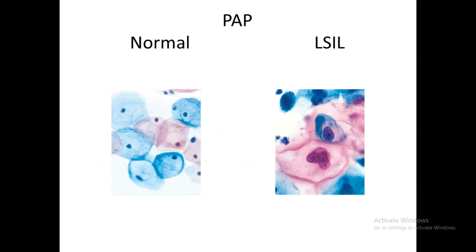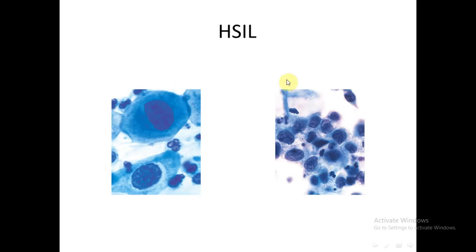This is pap stain. Here we have normal squamous epithelial cells, normal NC ratio, and normal staining of the nucleus. Here we have a low-grade squamous intraepithelial lesion. We see enlargement of the nucleus, so we have a high NC ratio, and irregular nuclear borders. In H cell, this is CIN 2 and this is CIN 3. Both are called H cell.